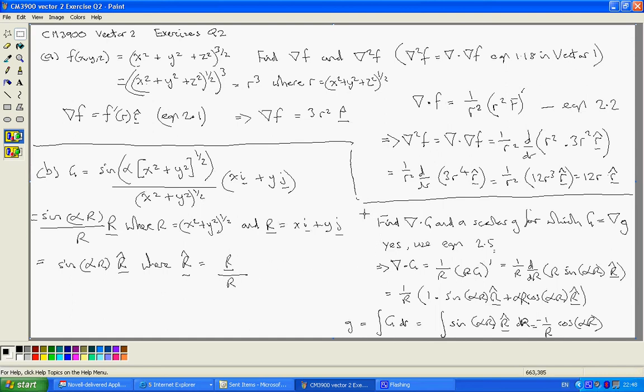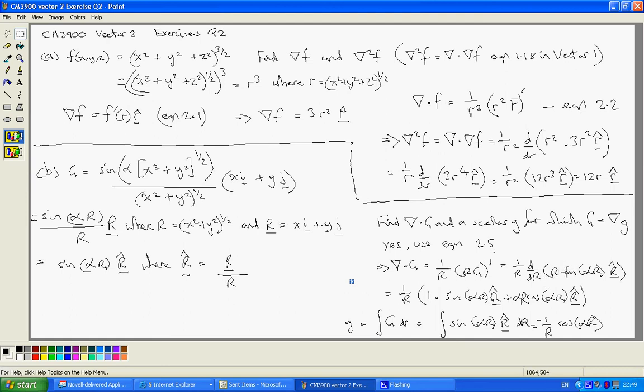Then we can move on to the question. What is being asked for? We're asked to find del dot G and a scalar small g for which large G equals del g. And we can use equation 2.5, which tells us that del dot G is given by 1 upon capital R times, in brackets, R G dash, so the derivative of R G with respect to R. So that gives us 1 upon R times d by dR of R times G.